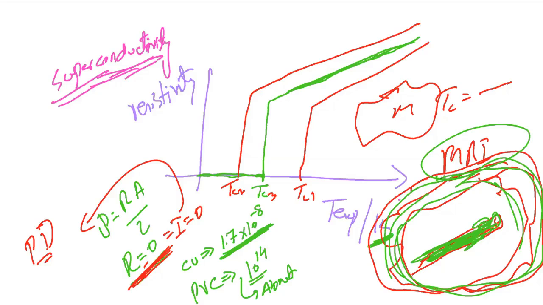Because there the resistance is equal to 0. So when the resistance is equal to 0, then it means that there is no loss of electrical power or there is no heating effect. If there is no heating effect, then it means that there is no loss of power.